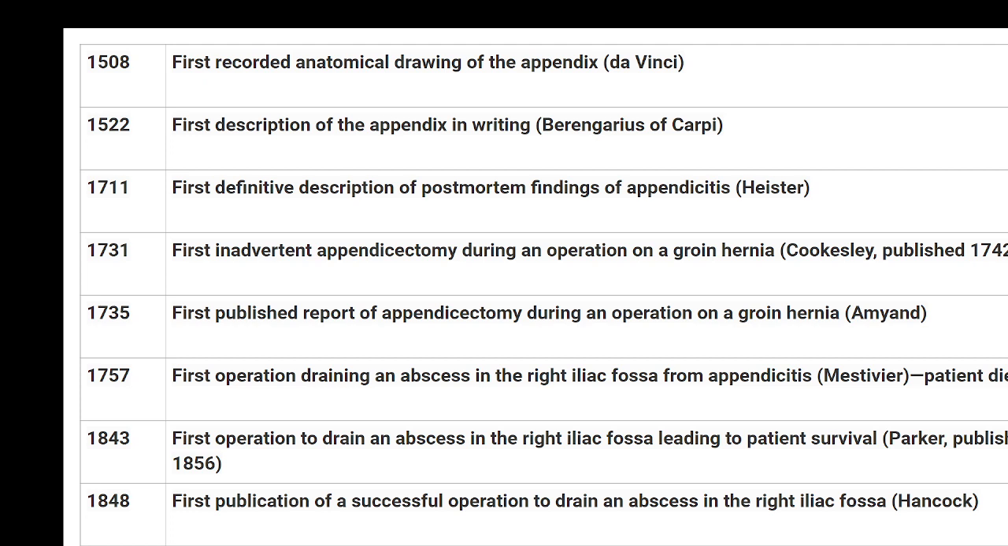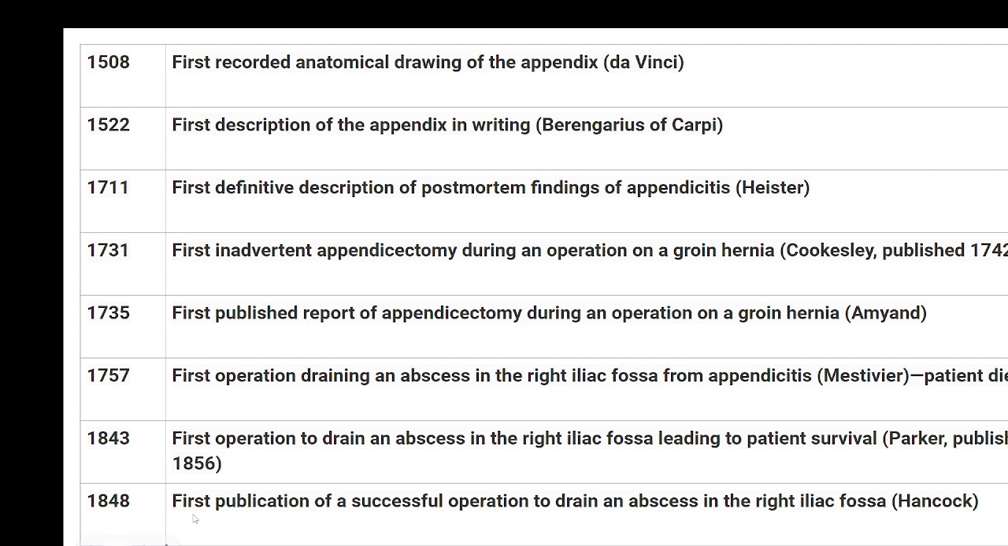Now a bit about the historical facts of appendicitis. The first recorded anatomical drawing of the appendix was done by Da Vinci in 1508. So the whole knowledge about the appendix is just around 600 to 700 years old. The description of the appendix in writing came in 1522.